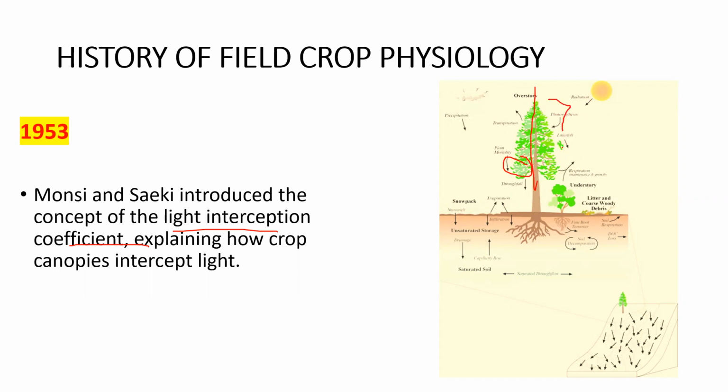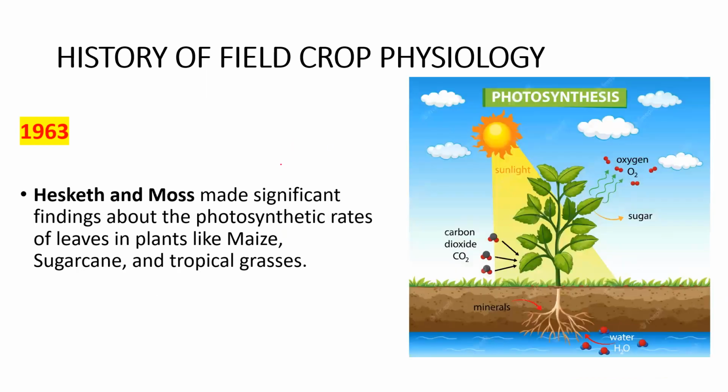So, this one has light. How much is the photosynthetic rate here, and how much is the photosynthetic rate here? Are they the same or different? Okay? So they explained that based on the position of the sunlight, and at the same time they considered the position of the trees, or the formation of the canopy of our trees. And then, in 1963, they made a significant finding about the photosynthetic rate in leaves of plants like maize, sugarcane, and tropical grasses.